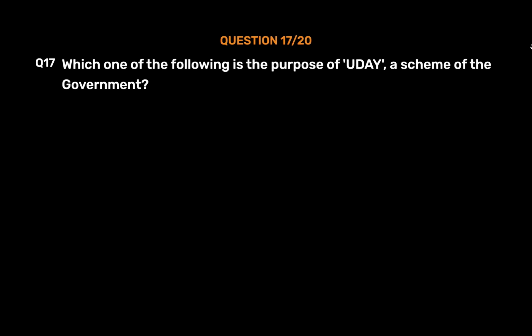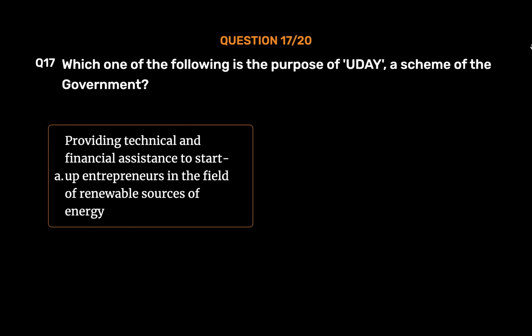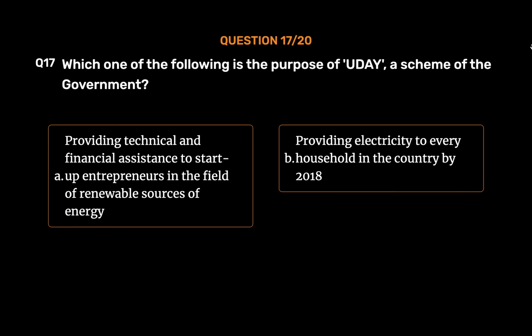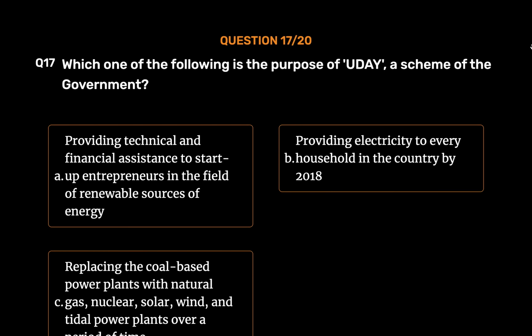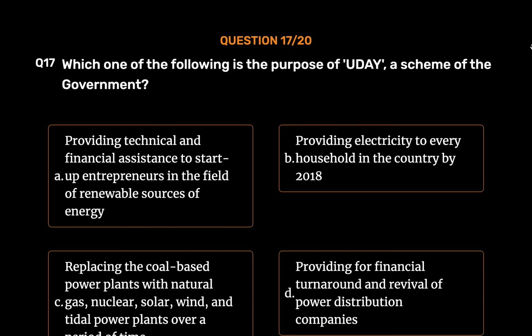Question number 17. Which one of the following is the purpose of UDAY, a scheme of the government? Option A, providing technical and financial assistance to start-up entrepreneurs in the field of renewable sources of energy. Option B, providing electricity to every household in the country by 2018. Option C, replacing the coal-based power plants with natural gas, nuclear, solar, wind, and tidal power plants over a period of time. Option D, providing for financial turnaround and revival of power distribution companies. The correct answer is Option D, providing for financial turnaround and revival of power distribution companies.